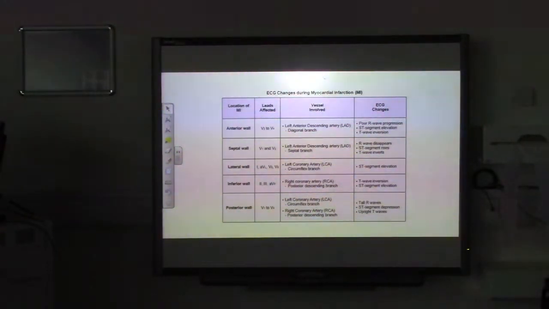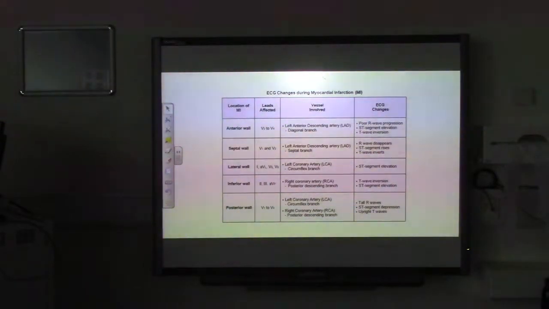If we look at this next slide, then what this gives you is the idea of the 12 leads and the ECG changes during the myocardial infarction. The anterior ST elevated myocardial infarction on the left anterior descending artery probably carries the worst prognosis, usually due to the large infarct area in the heart.